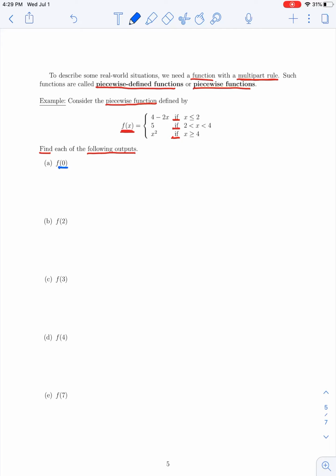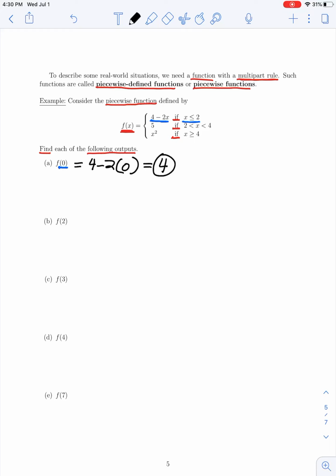To evaluate a piecewise defined function, we need to know which part of the rule we're making use of. To determine that, we look at our input. Here, x is 0, which is certainly less than or equal to 2. So we're going to make use of our first definition for f of x, which is 4 minus 2 times the value of x, which is 0 in this case. So we've got 4 minus 0, which leaves us with a value of 4.